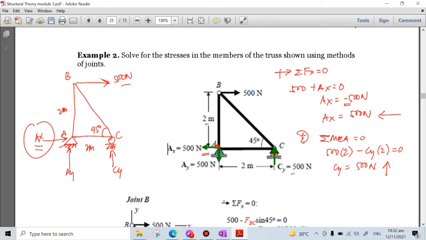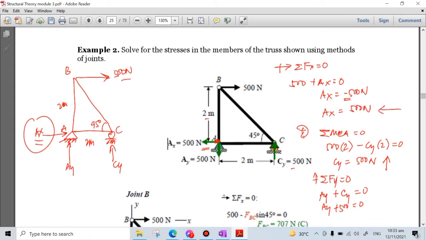Okay. And if we are going to summate forces vertical is equal to 0. So, sino yung mga vertical forces? Si AY lang at saka si CY. In-assume natin siya parehong upward, no? And we have here AY plus CY is equal to 0. So, ang AY natin is unknown, and yung CY natin is 500 is equal to 0.